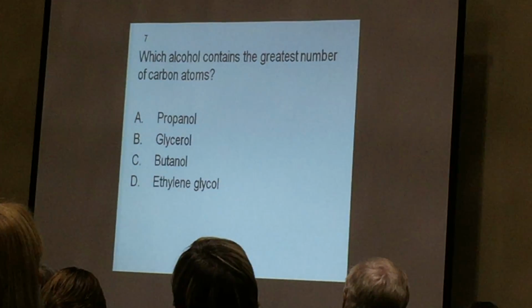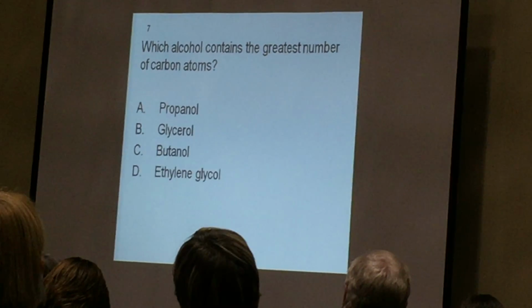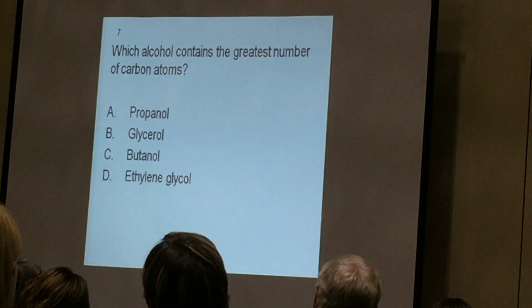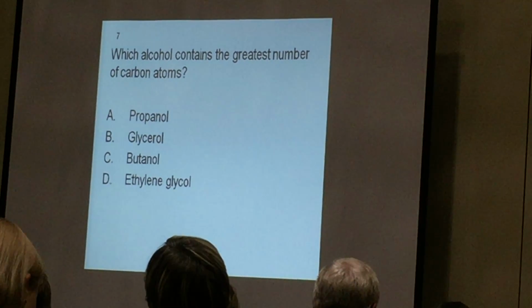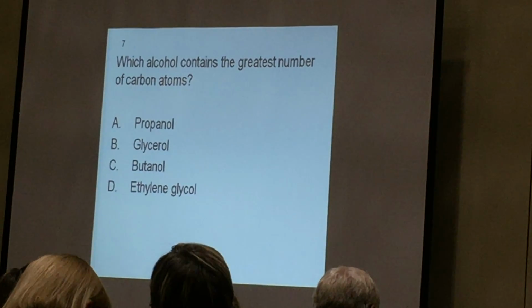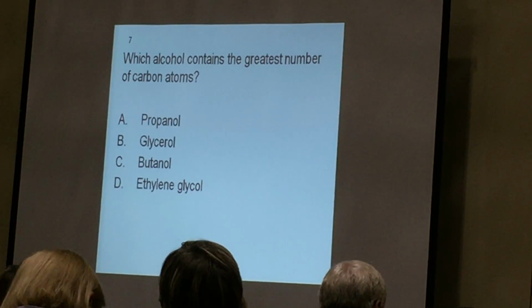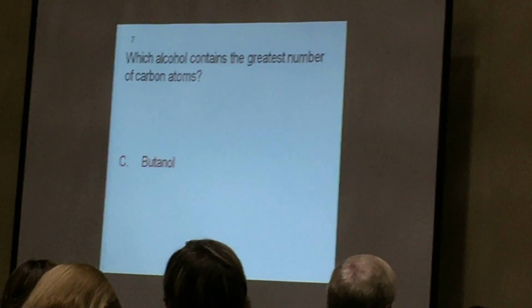And an alcohol question: which contains the greatest number of carbon atoms? So they have to know the prefixes. Pro is 3. They have to know what glycerol is. Glycerol is a 3 carbon, with 3 alcohols on it. Butanol is 4, so that's going to have 4 carbons. And ethylene glycol is going to be 2 carbons. And so the one that has the greatest number is going to be C, butanol.